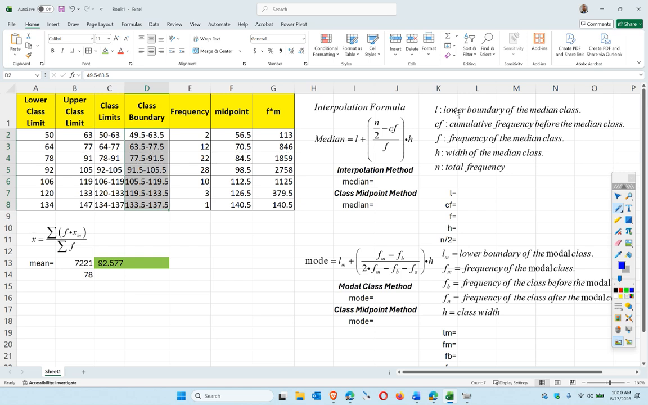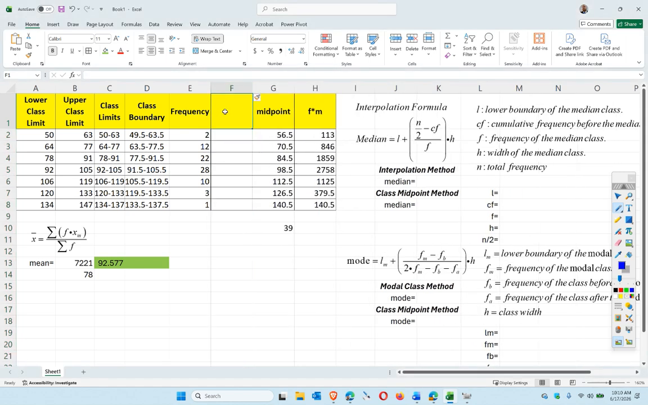So lower boundary of the median class. So if I look at this, there's 78 values here, correct? So 78 divided by 2, the median would be at the 39th position, right? So where would it actually fall? So if I look here, let's actually do this. We'll insert cumulative frequency, right? Okay, so equals this, and then equals this number plus the prior number, we'll drag it down. Okay, so that's my cumulative frequency.